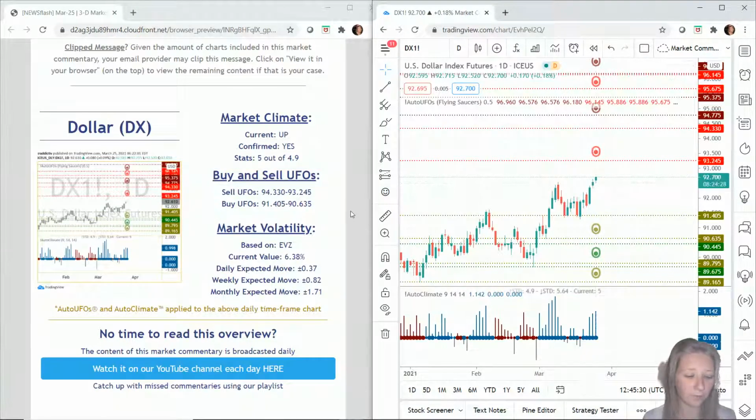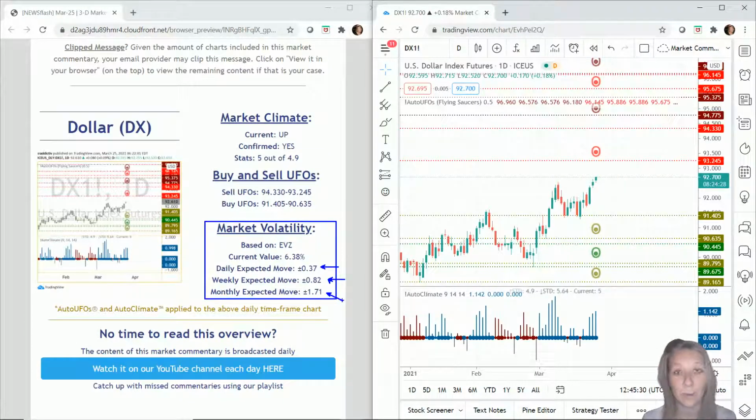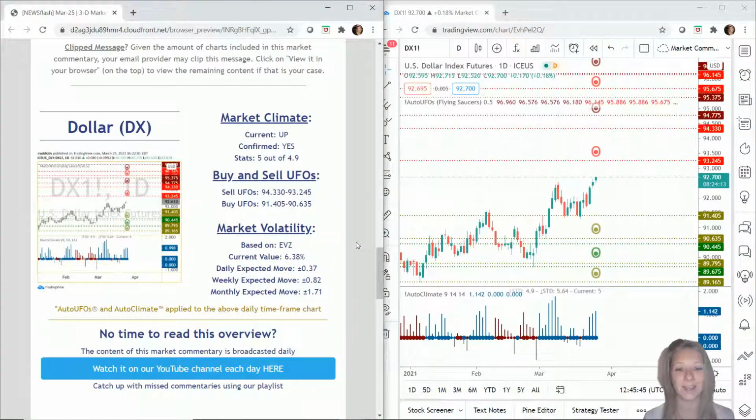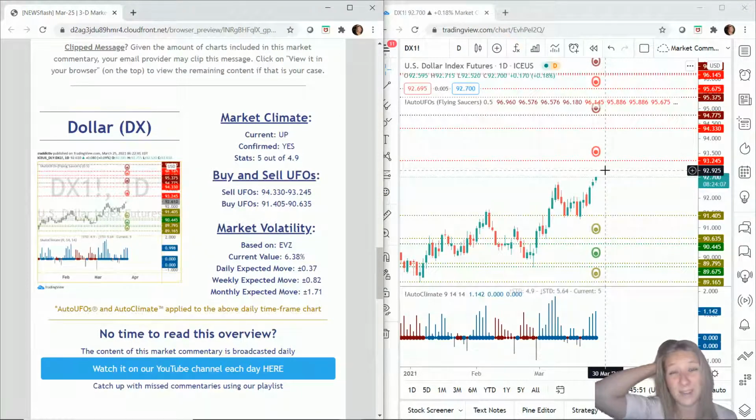Okay, so volatility, we expect movement up or down in one day of 0.37 points, in 1 week 0.82 points up or down, and in 1 month 1.71 points up or down. So not a particularly volatile market, again, compared to the others. I would say, based on the room that we have to the upside, we'll probably go up for another couple of days at least before we hit that stack of sell orders and then come down.